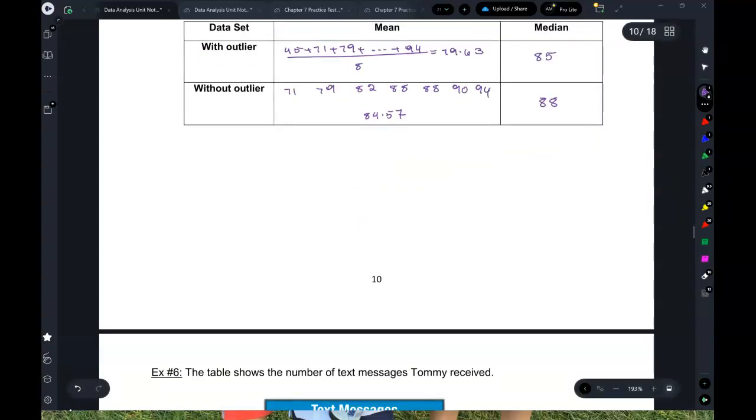Okay, so the mean is affected more by the outlier. Okay?